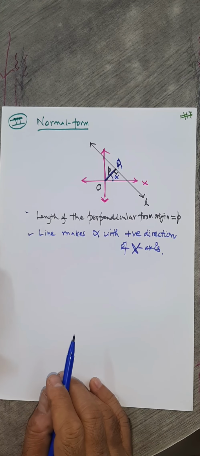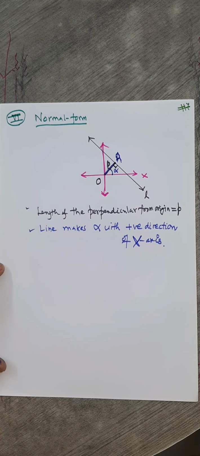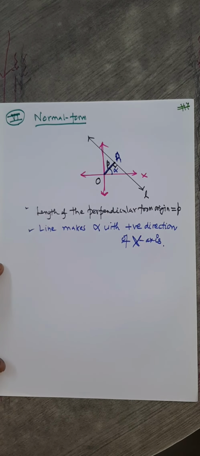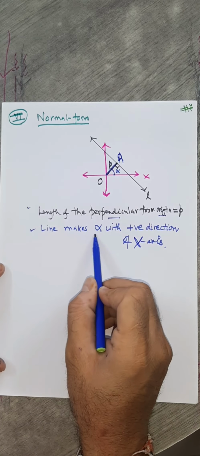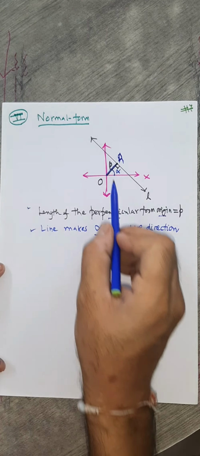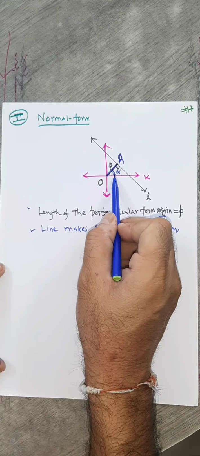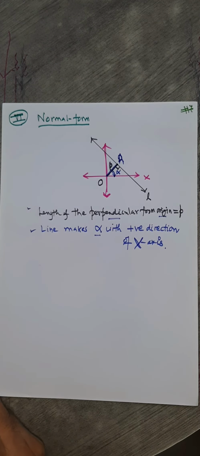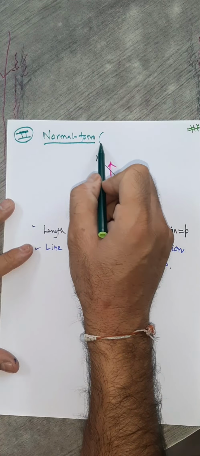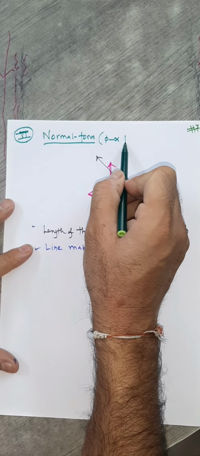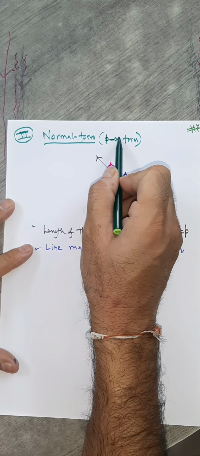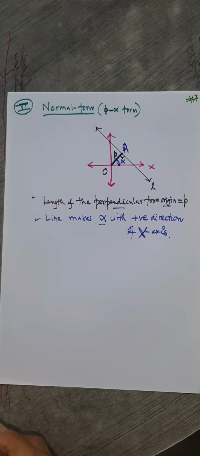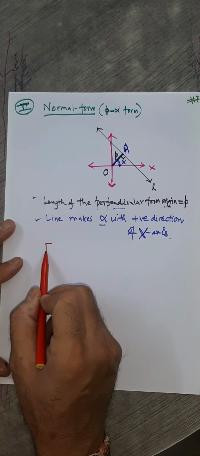Two terminologies we have used here. What's the first terminology? That is nothing but perpendicular from origin and angle alpha with the positive direction of the x-axis, as I have shown this angle, this alpha. So you have used p and alpha. So sometimes this is also called the p-alpha form. The equation I'll write without proof.